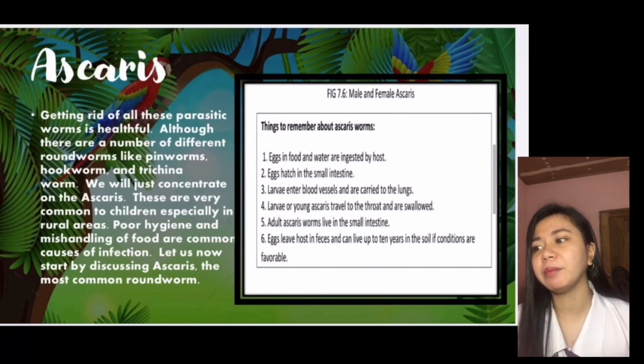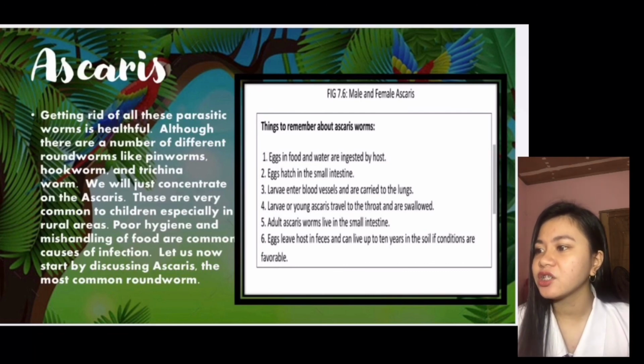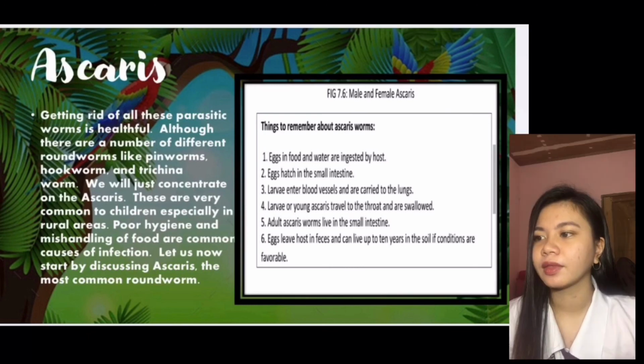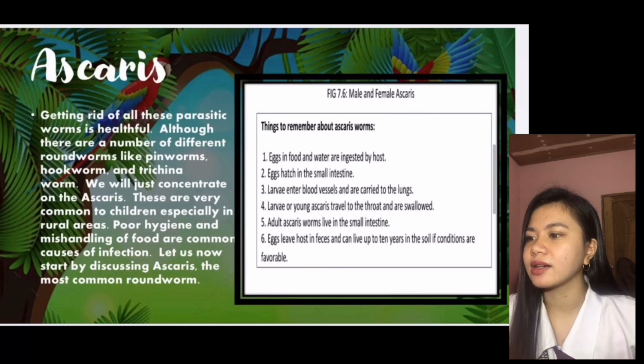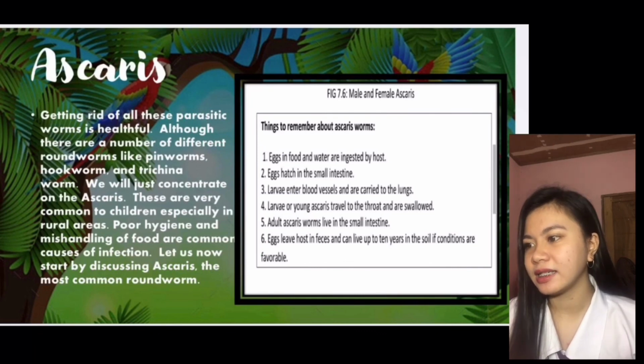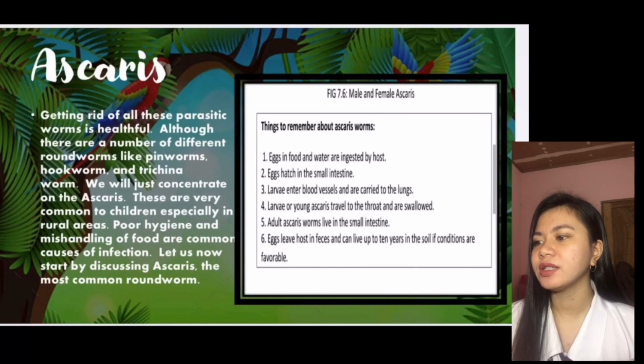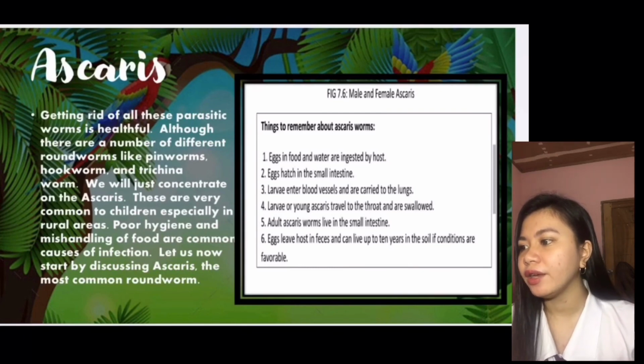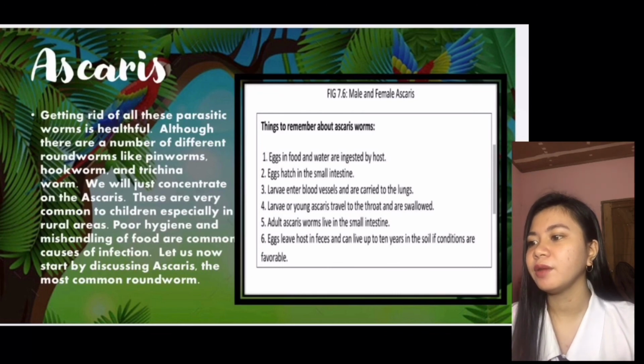Things to remember about ascaris worms. Eggs in food and water are ingested by hosts. Eggs hatch in the small intestine. Larvae enter blood vessels and are carried to the lungs. Larvae or young ascaris travel to the throat and are swallowed. Adult ascaris worms live in the small intestine. Eggs leave host in feces and can live up to 10 years in the soil if conditions are favorable.